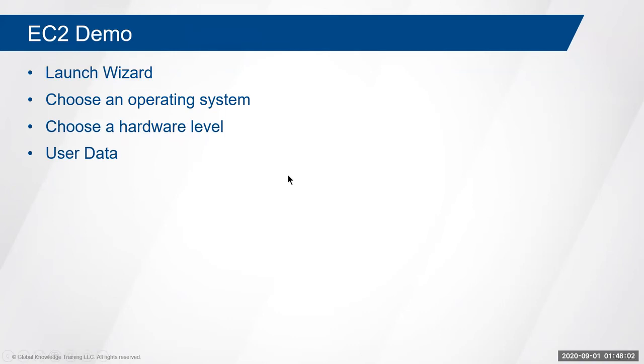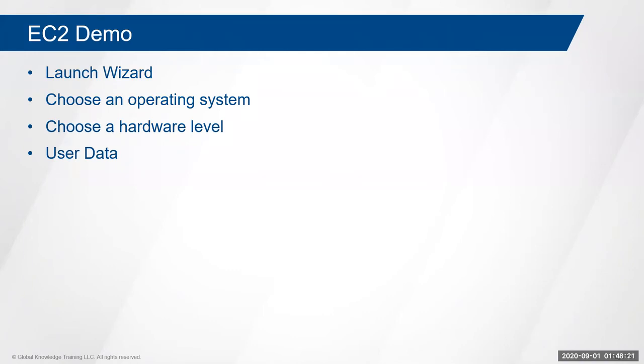So let's take a look at launching our EC2 instances and using these. We'll look at the launch wizard by choosing an operating system, a hardware level, and I'll even implement some user data here to be able to actually see how all this works. Again, powerful tool, but it does give us the ability to see some of the different things that are available to us.